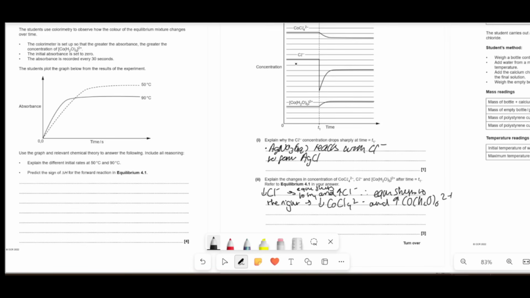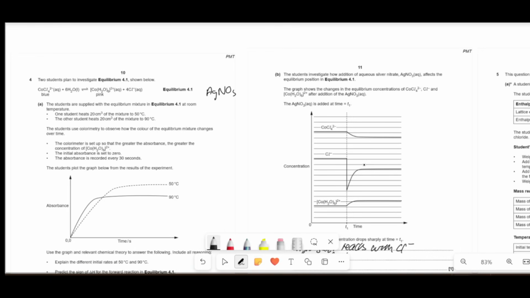But we haven't discussed the Cl-. Why has it dropped so sharply? You can see that this drops by about one line, but that's 1, 2, 3, 4, 5, like 5-ish. If you look here, there's 1 mole of that, 6 moles of that, 1 mole of that, and then 4 moles of that. So each mole of this is going to give you 4 moles of this.